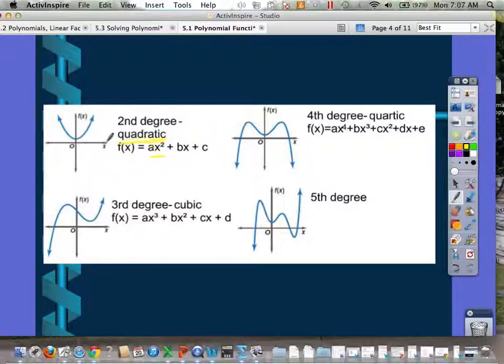Now, when we're talking about end behavior, you'll notice that if it has an even exponent, that means that both ends are going to go in the same direction. And if it's positive and it's an even index, then it's going to go up. Or if it's a negative ax squared, then it would go down, but the ends would still go in the same direction.